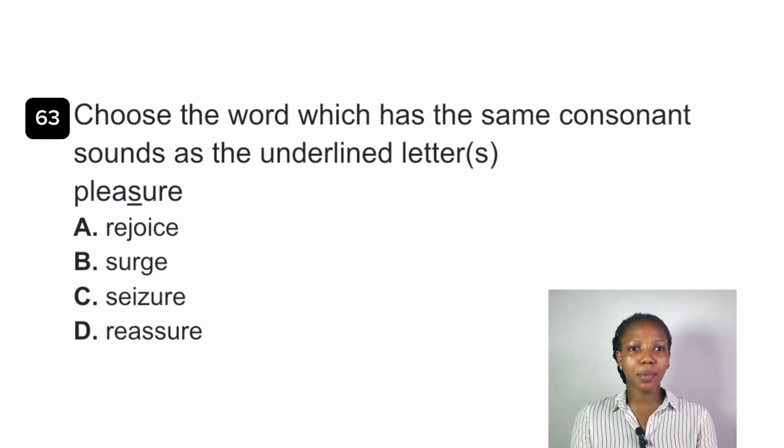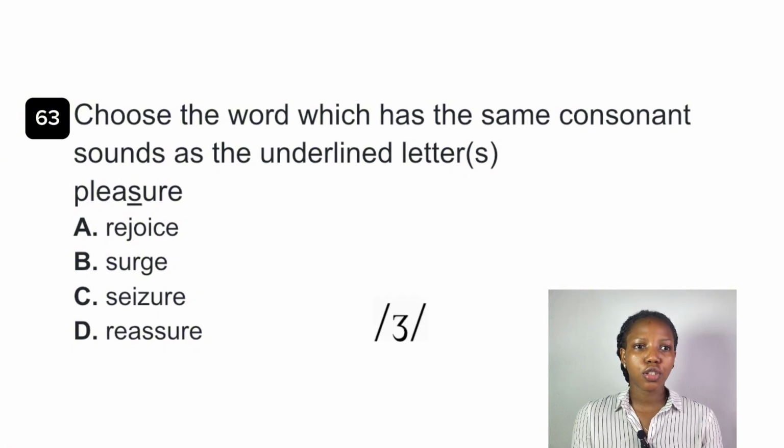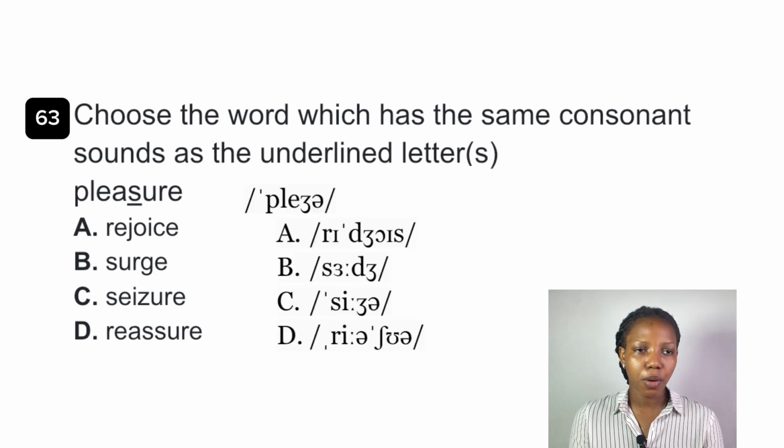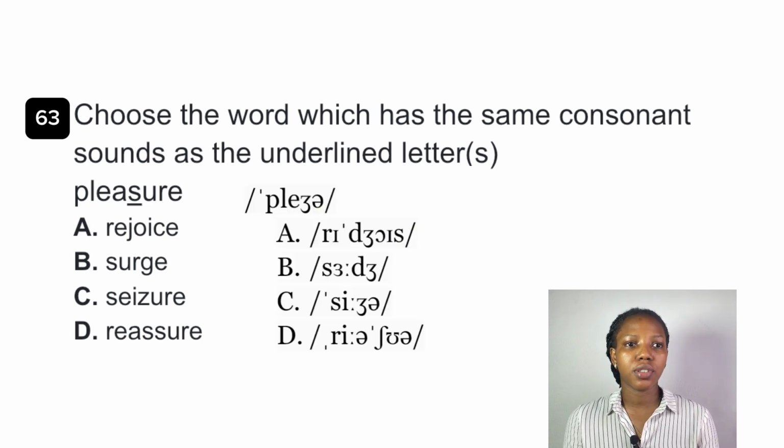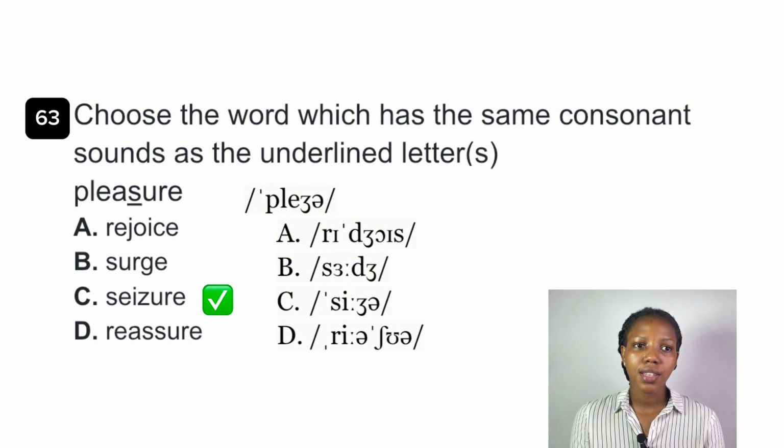Choose the word that has the same consonant sound as the underlined letter. The word is pleasure. The S is underlined and it is pronounced as "zh". Option A we have rejoice. Option B we have surge. Option C we have seizure. Option D we have reassure. So the answer to this question is option C, seizure.